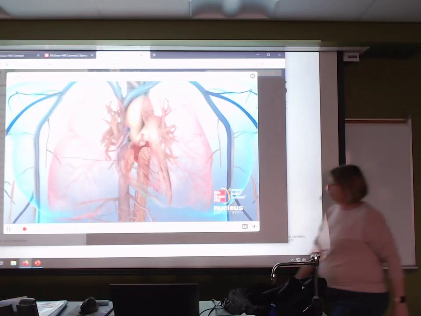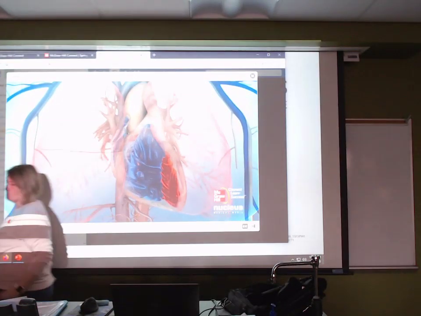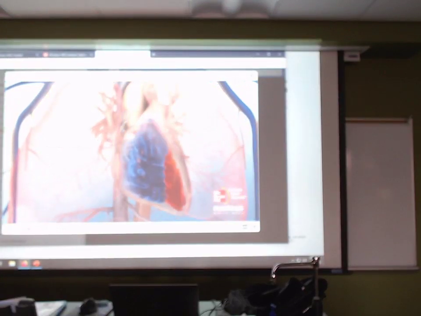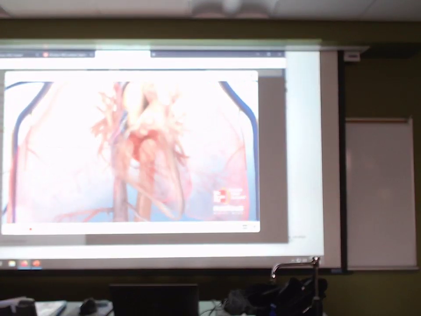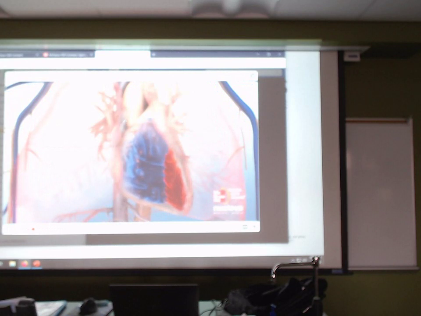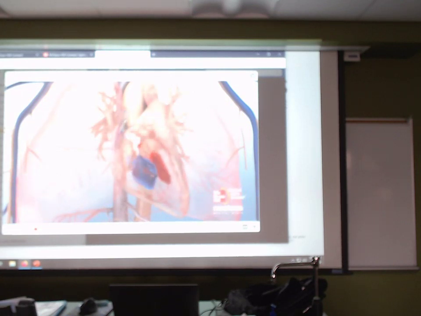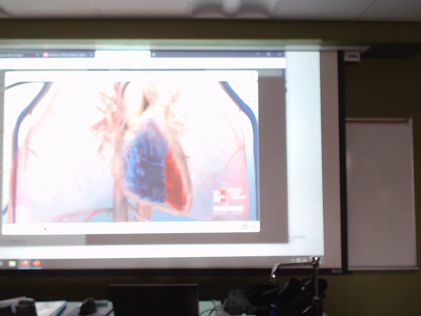The cardiac cycle is the sequence of contraction and relaxation of the heart chambers during a single heartbeat. The contraction of the heart chambers is called systole, and relaxation of the heart chambers is called diastole.